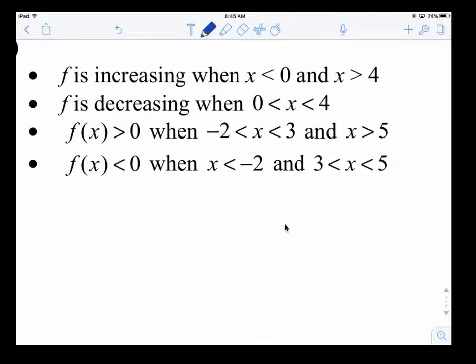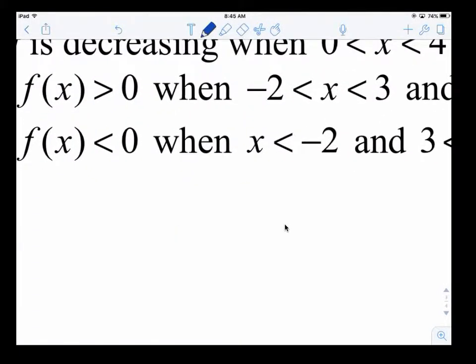So you have less than -2, -2 to 3, 3 to 5, and then greater than 5. So where would I start if I'm going from left to right? Right. So what I want to do is I want to start here. F of x is less than 0 from x is less than negative 2. So f of x.